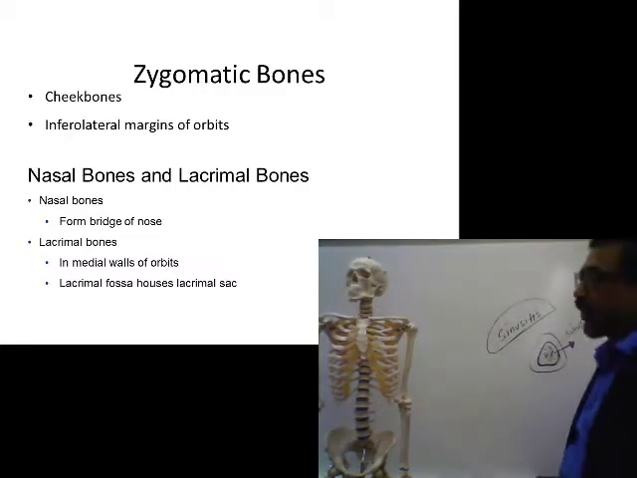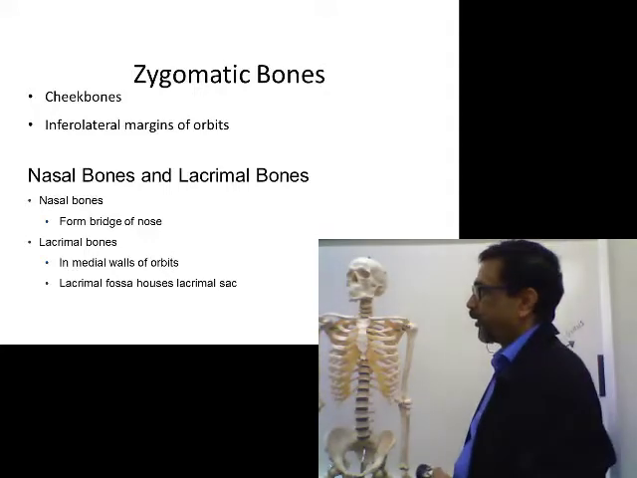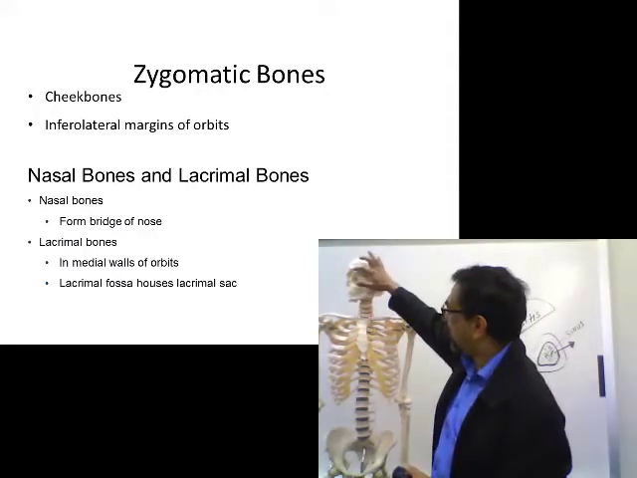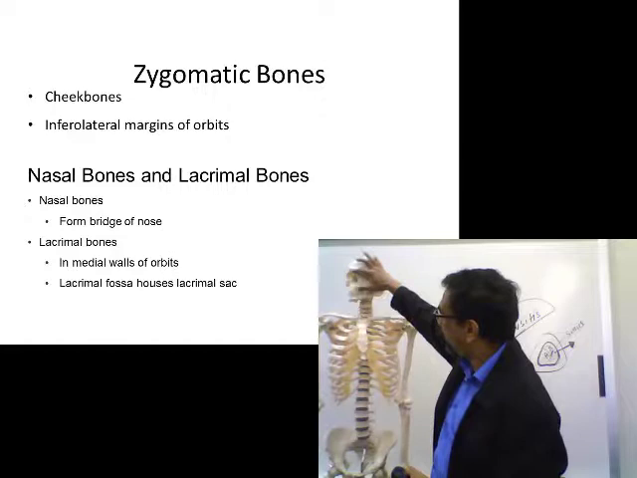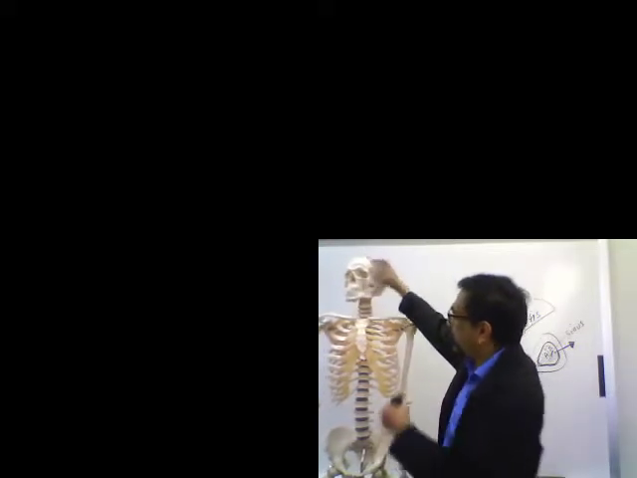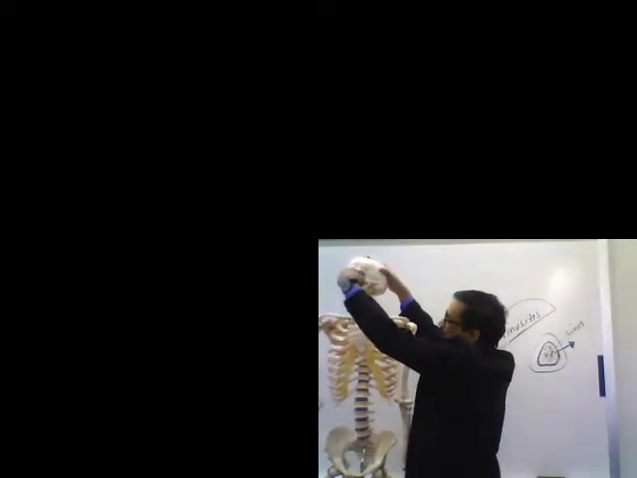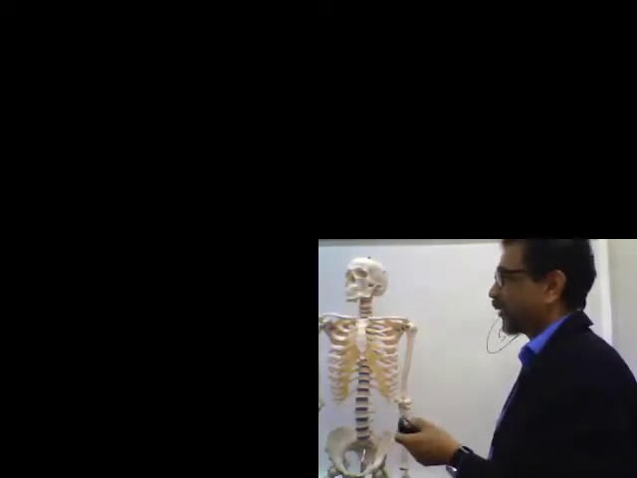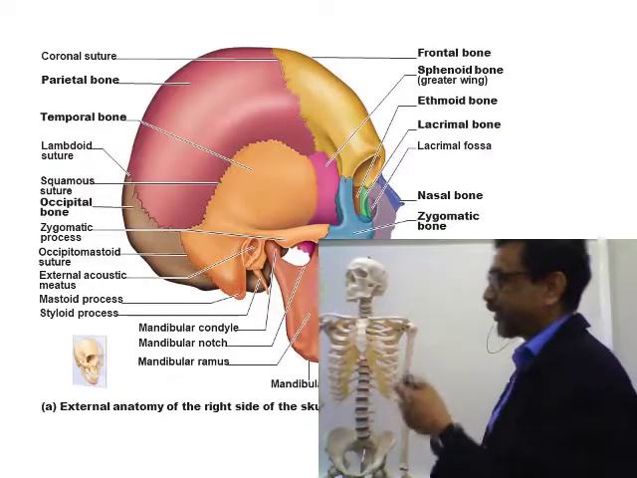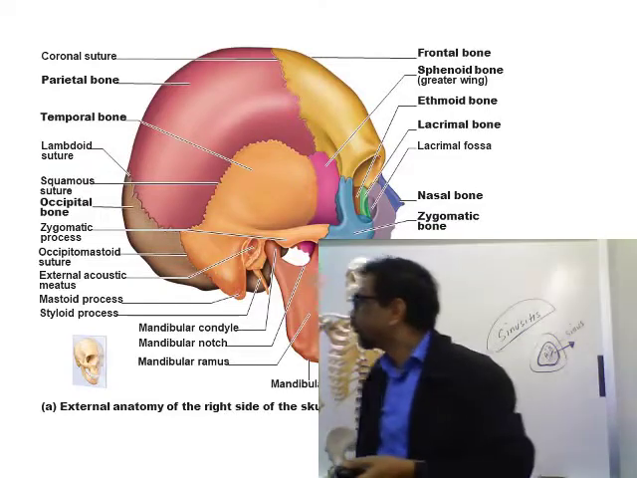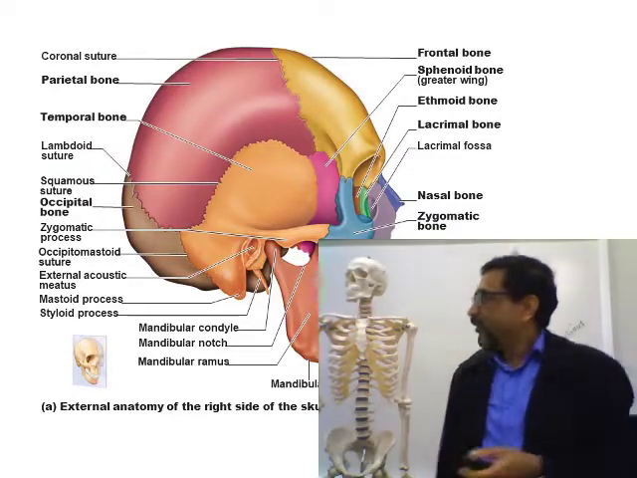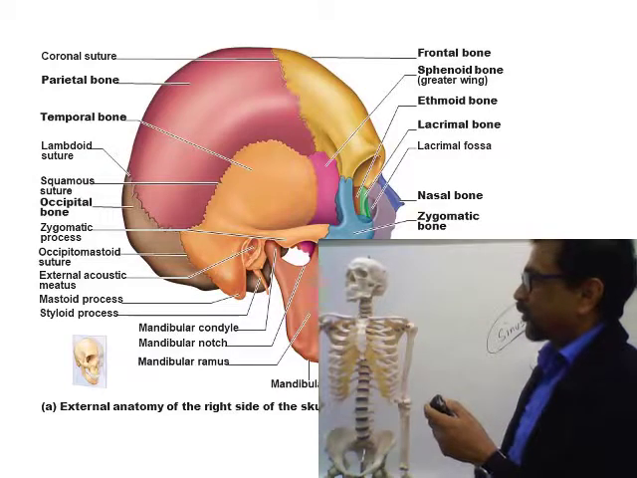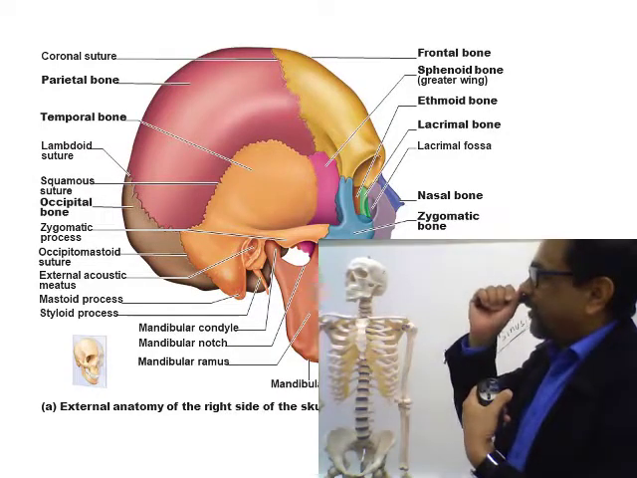Nasal bones, lacrimal bones, I have already mentioned. Two nasal bones, those are tiny, form the bridge of the nose, and lacrimal bones are here, and you have lacrimal fossa for the lacrimal sacs. Sacs contain tear. Okay. So those are the bones in the face.